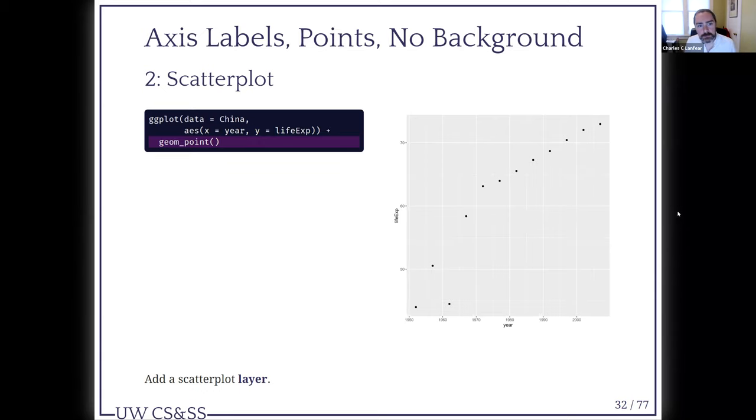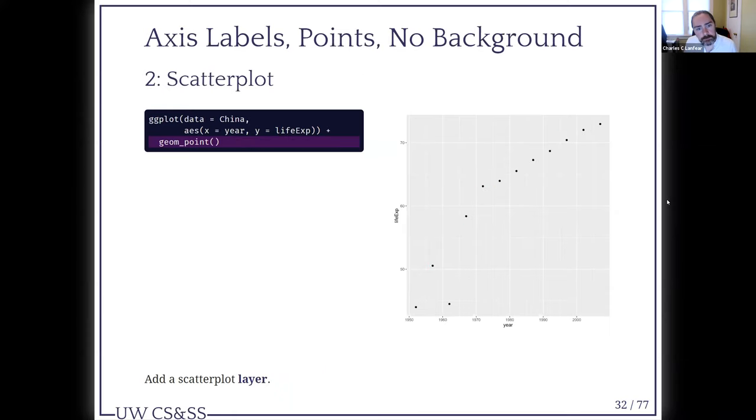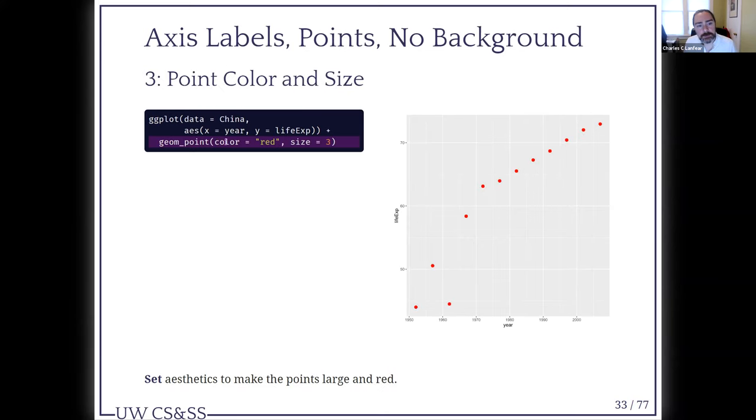Next thing I want to do, well, let's make some big red dots. So what I've done here is I've said geom_point, but then I've set some aesthetics. I've said I want the color to be red and the size is 3. These don't depend on the data. These are setting aesthetics. They are the same for every single point on the plot. They are all size 3 red dots. They don't depend on the data. I haven't mapped anything. And also that means they're not in aes because I've set them manually.